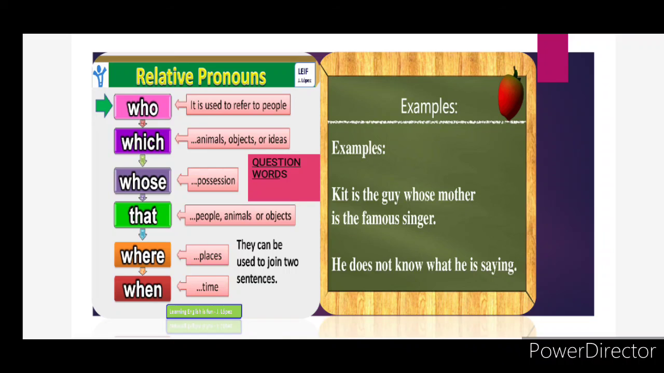For example, Kit is the guy whose mother. Mother is a noun and whose is placed before mother. So this is also an example of a determiner. He does not know what he is saying. So I hope you all understood determiners.